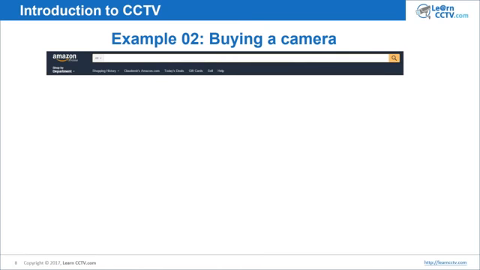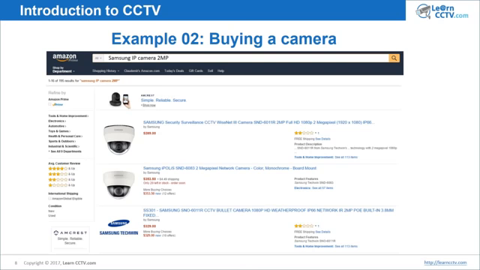Let's see example number 2, buying a camera. Now I'm going to talk about a Samsung IP camera, 2 megapixel. Just an example, you have a lot of different brands there, but I'm looking for a Samsung camera here, for example. And then you have full HD or 1080p or 2 megapixel camera. It's all the same thing, right? Full HD means 1080, means 2 megapixel, or 1920 by 1080, which is exactly the same thing.